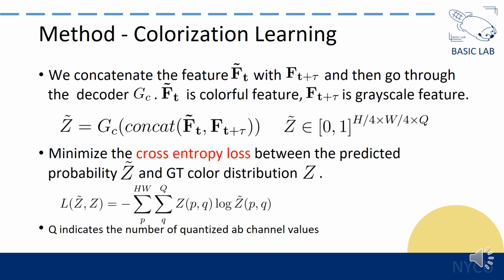In our first training stage, which focuses on colorization learning, we input a colorful frame at time t and a grayscale frame at time t plus tau. Our objective is for the model to predict the color at time t plus tau based on the information from the colorful frame at time t. The model is designed to forecast the color distribution for the grayscale frame. And then we minimize the cross-entropy loss between the predicted probability and the ground truth color distribution.